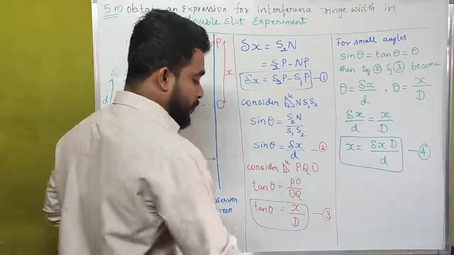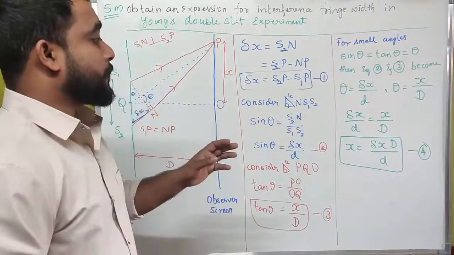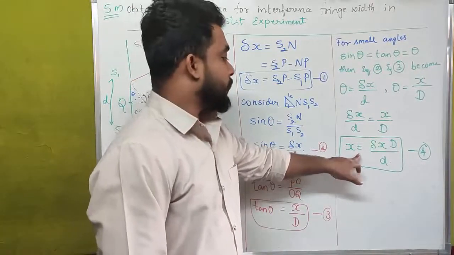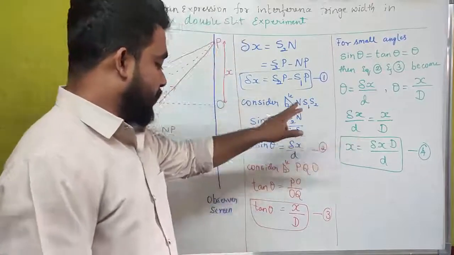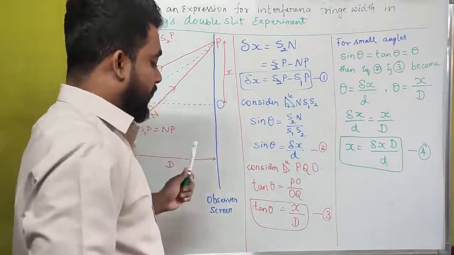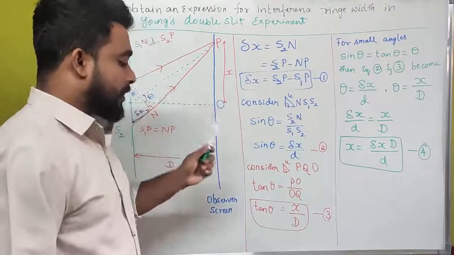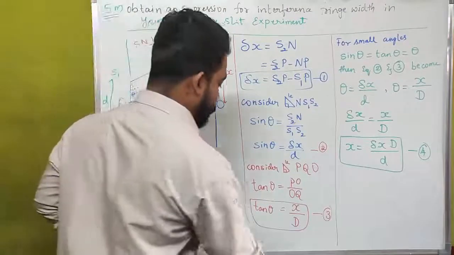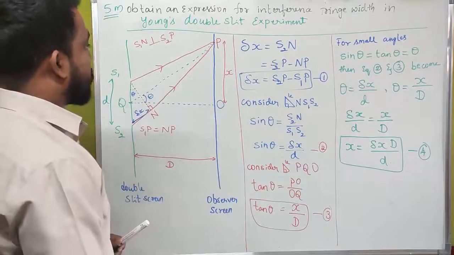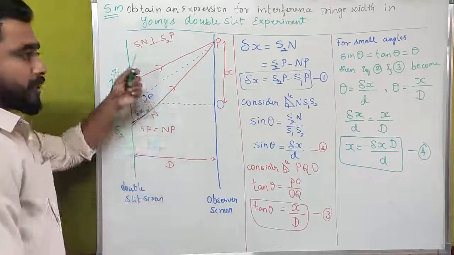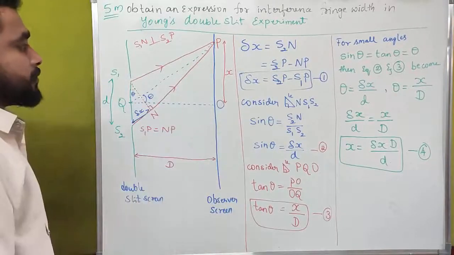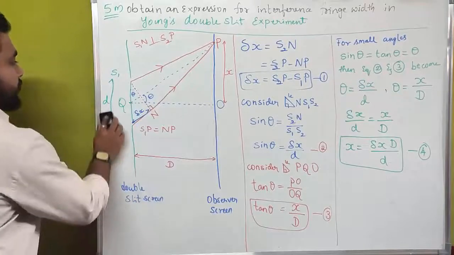Now we have to obtain the expression for the nth fringe. Actually this is for the first fringe. For the first fringe this will be x is equal to delta x D divided by d. I am going to rub this diagram, since there is no need of it here. We have gone through all the parts of the diagram, which is why I am going to rub this one.